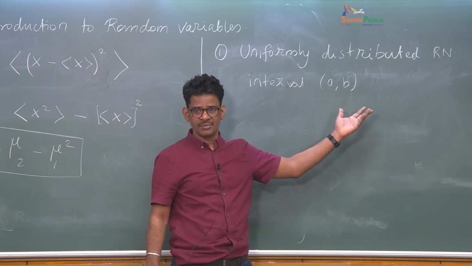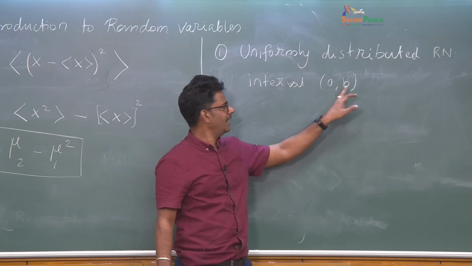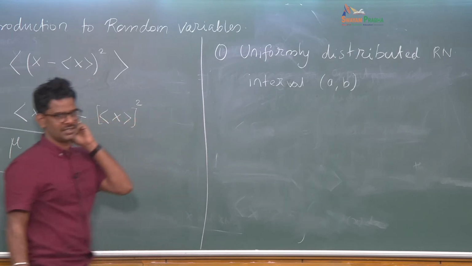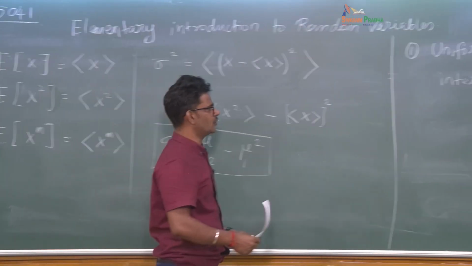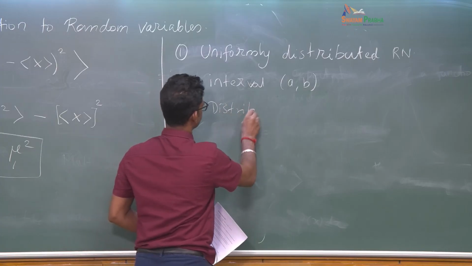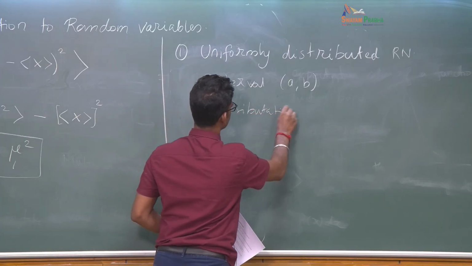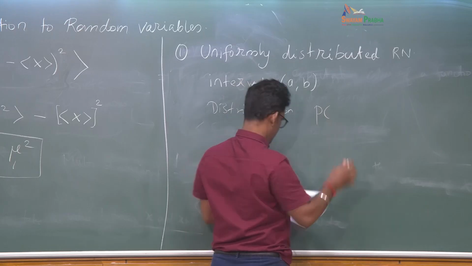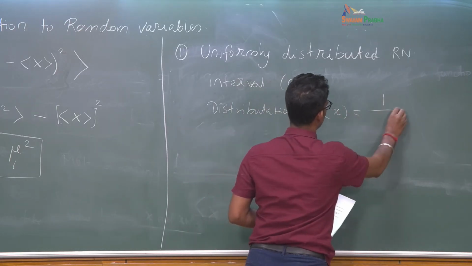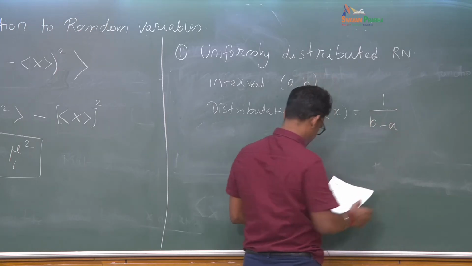It's a continuous variable starting from A, ending at B. Any value in between, the variable can take. So that is a possible set. Then we have to also give the distribution. So here we say that P of x is 1 by b minus a.